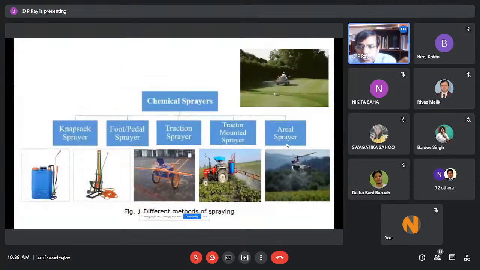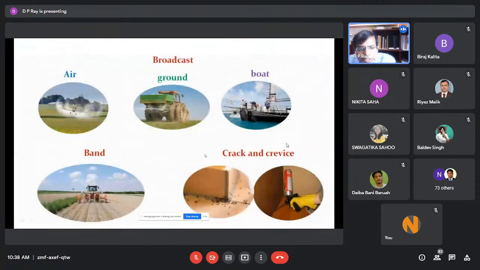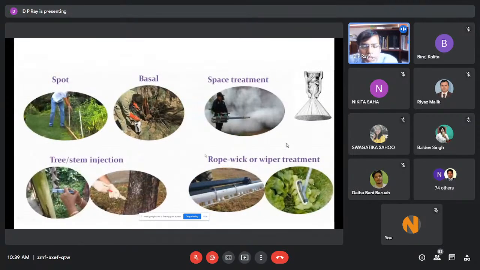So broadly, we can classify chemical sprayers as the knapsack sprayer, foot pedal sprayer, tractor mounted sprayer, and aerial sprayer. Previously I elaborated on this, but the tractor sprayer is very common, so here I am showing it in this presentation. And the basic applicators I already mentioned. For air, I was mentioning the aeroplane, and then the ground tractor operated, boat operated, band operated, and crack and crevice applicators.